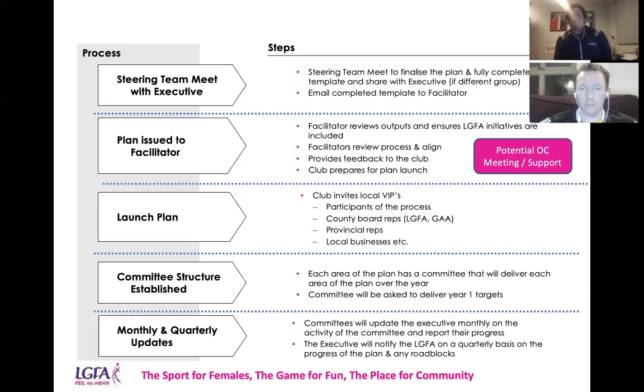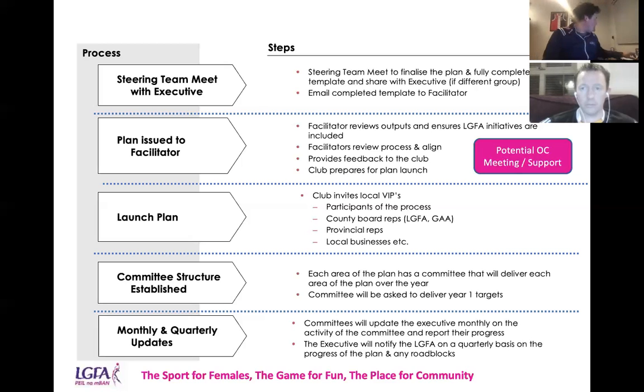But the next thing then is launching your plan. And that's where a lot of people fall down. They have this great document and they have this real vision for the future, but they just put it up on their website or they put it up on their social media pages, and nobody ever looks at it again. So I would make an event of it.